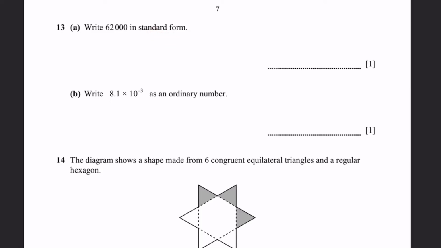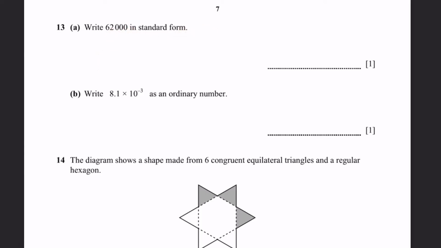A. Write 62,000 in standard form. Well, where is the decimal point in 62,000? The decimal point is here. How do we make this number? By moving the decimal point somewhere else, we have to make the number less than 10 and greater than or equal to 1. What number will come here which you can make?